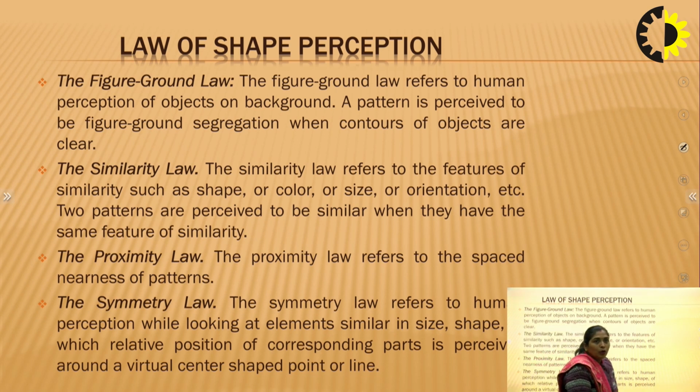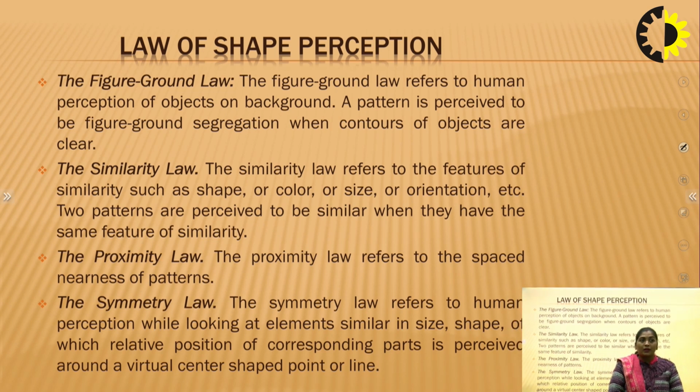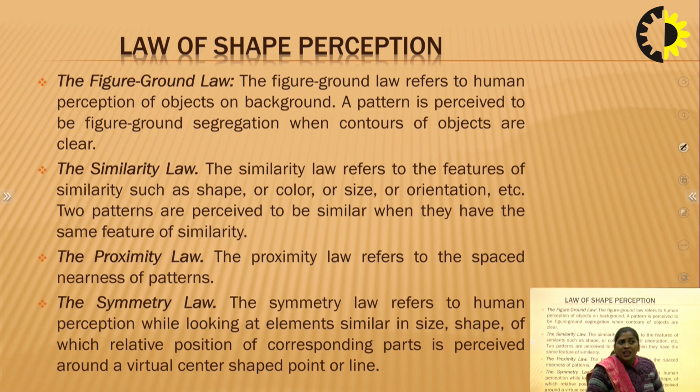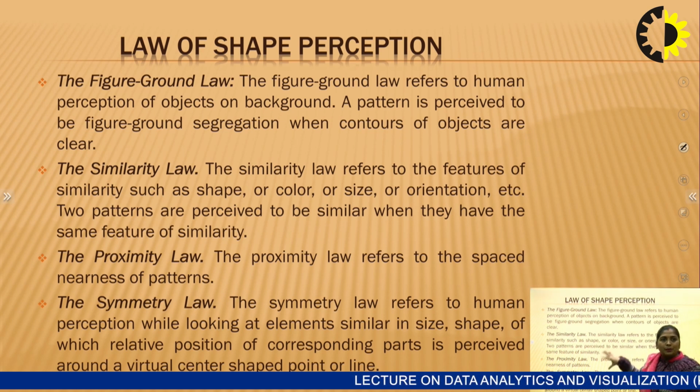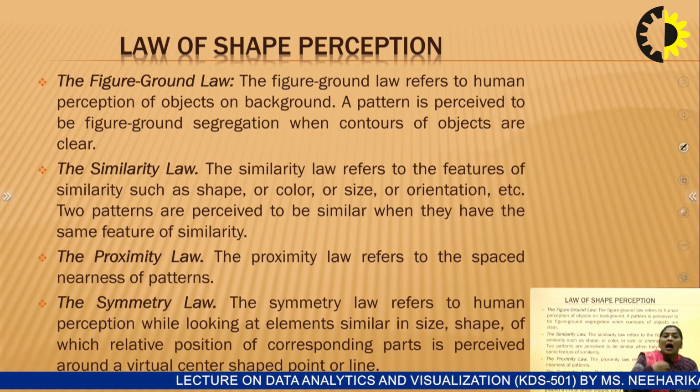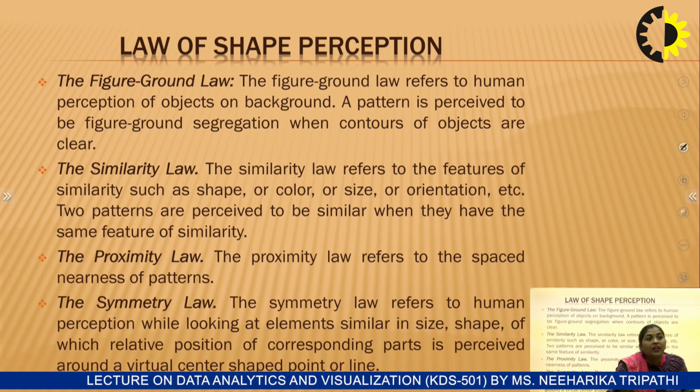The figure ground law refers to human perception of objects on a background. A pattern is perceived as figure ground segregation when the contours of objects are clear. Basically, shape perception means characterizing the data according to the background. What is the background? Suppose the background of this PPT is yellow color. That is the figure ground law, meaning we are analyzing the background of the image.